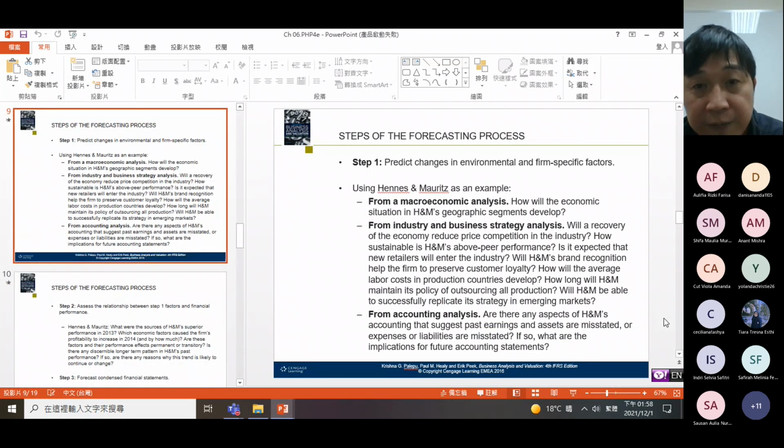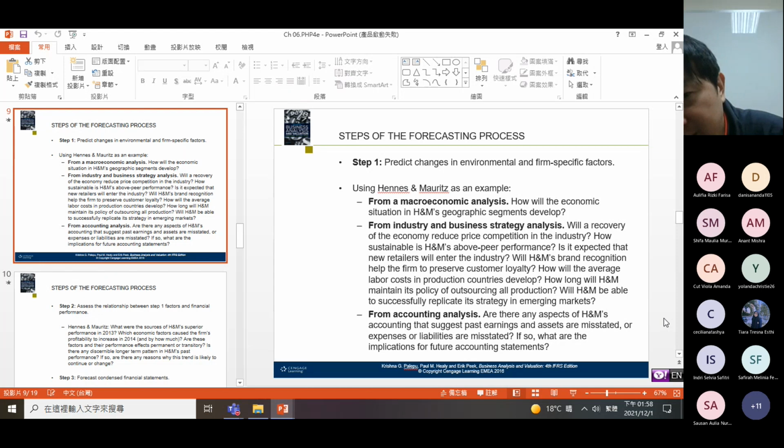The steps of the forecasting process. Step 1: predict changes in environmental and firm-specific factors. Use H&M as an example. From the macroeconomy analysis, how will the economic situation in H&M's geographic segments develop?